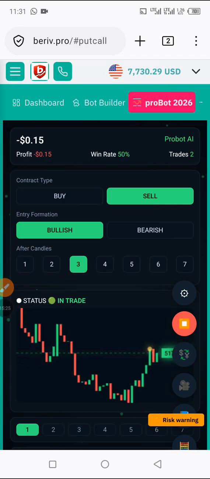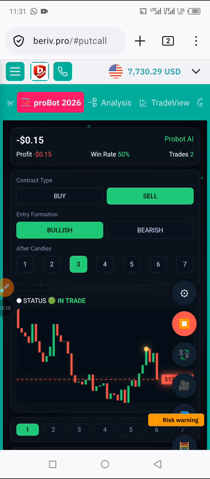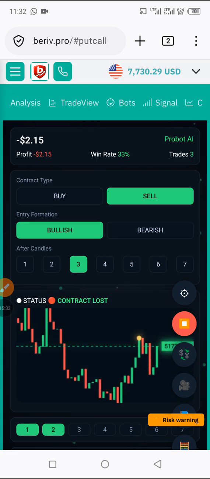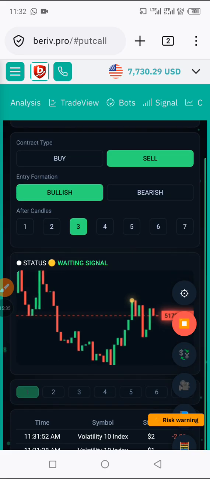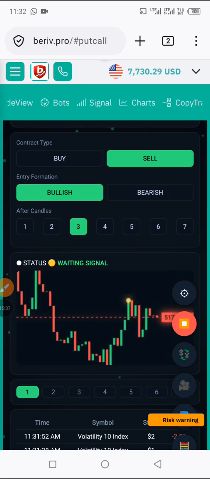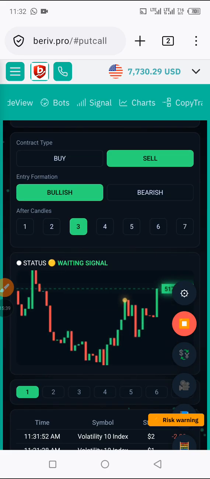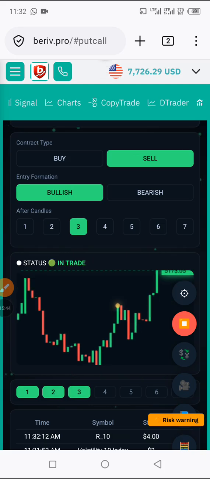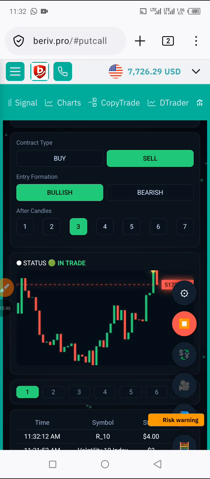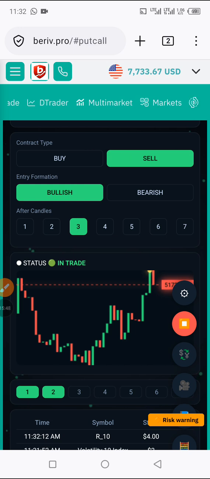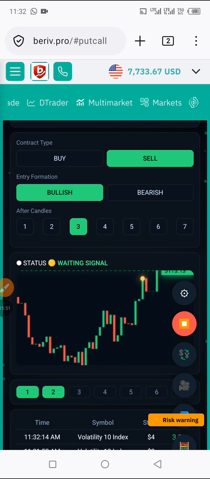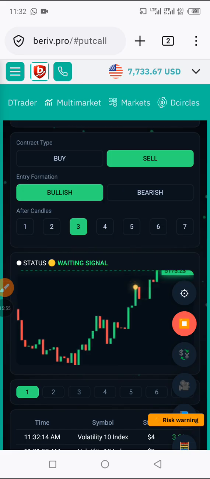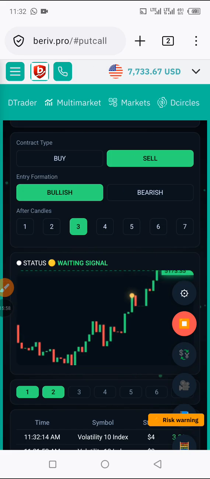And we also have the analysis tools, and we also have the bots, the free bots that you can use to trade if you want to trade. We also have the signals. Right now I'm not showing you that. And then you also have copy trade and DTrader. We also have mod markets, where we do a lot of advanced analysis. And then we also have markets and DCycles.